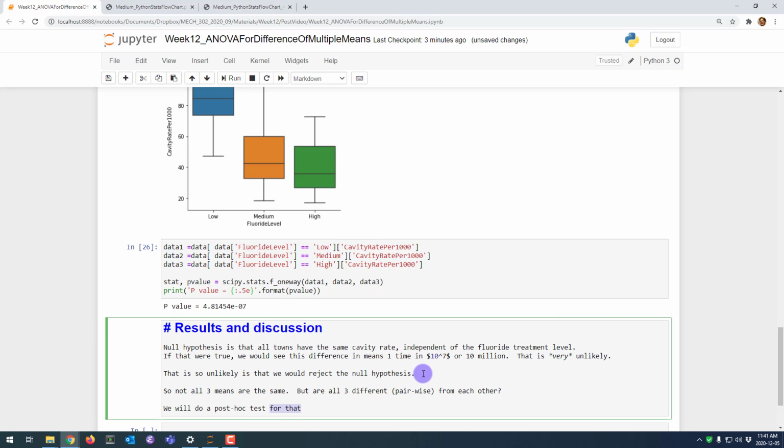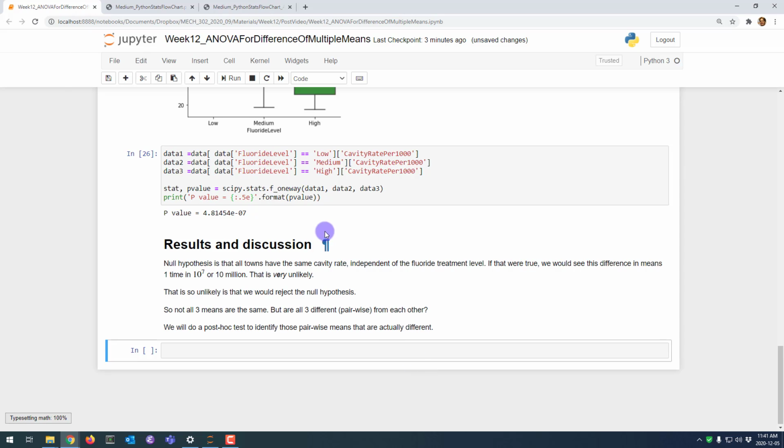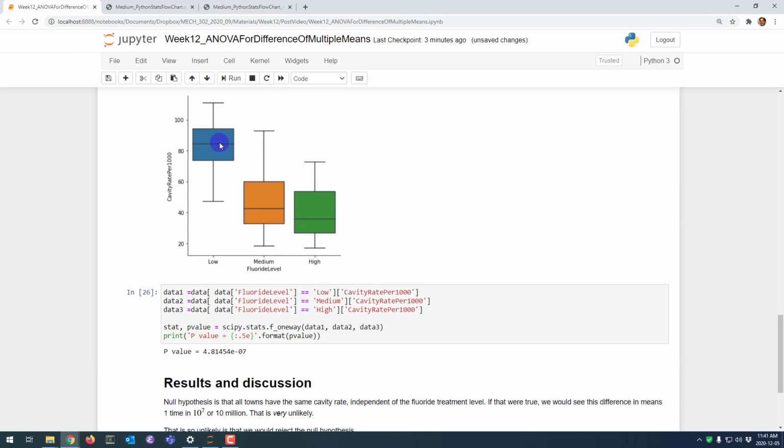Actually, better yet, we're going to do a post-hoc test to identify those pairwise means that are actually different. All right. So just looking at the data set here, our intuition tells us that for sure low is different from medium, low is different from high. One of the questions that's less obvious is whether medium is different from high.